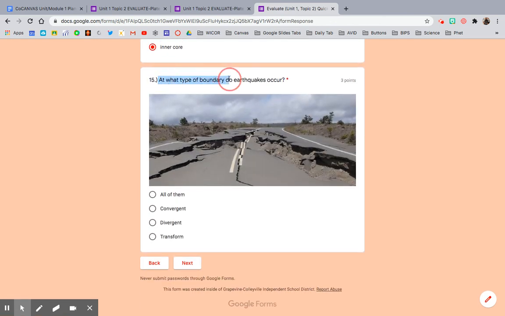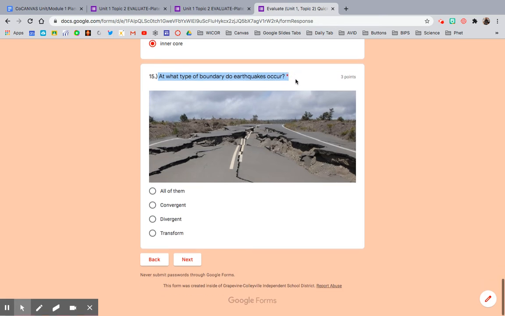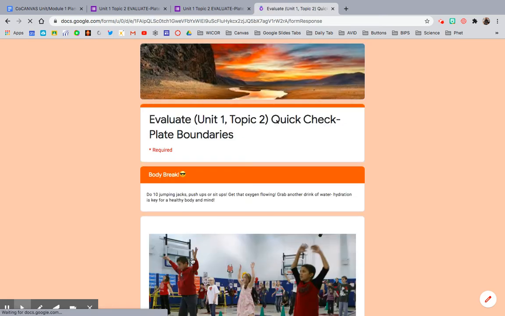Number 15, at what type of boundary do earthquakes occur? So think about earthquakes, think about your hand motions. Do earthquakes occur at all of the boundaries? At just convergent, just divergent, or just transform? So think about, when have you heard me talk about earthquakes, and was it just one boundary type or more than one? So remember, y'all, I'm just hitting the last answer choice on every question so I can move forward. Because if I show you from my copy, it gives you the answers.